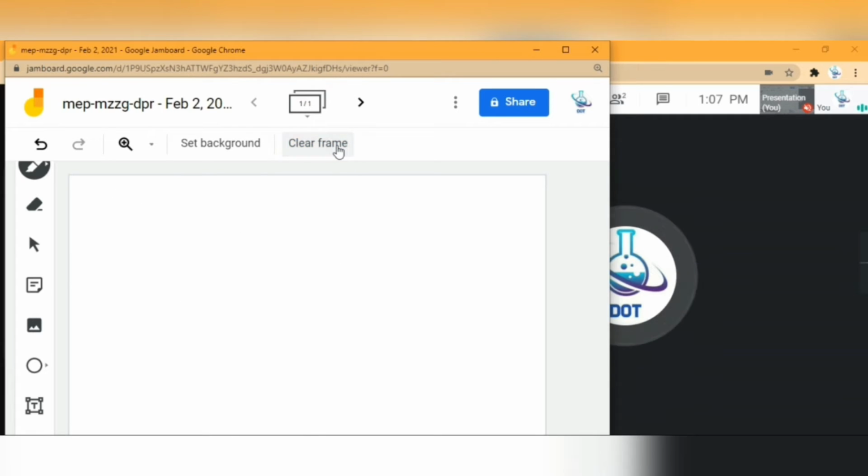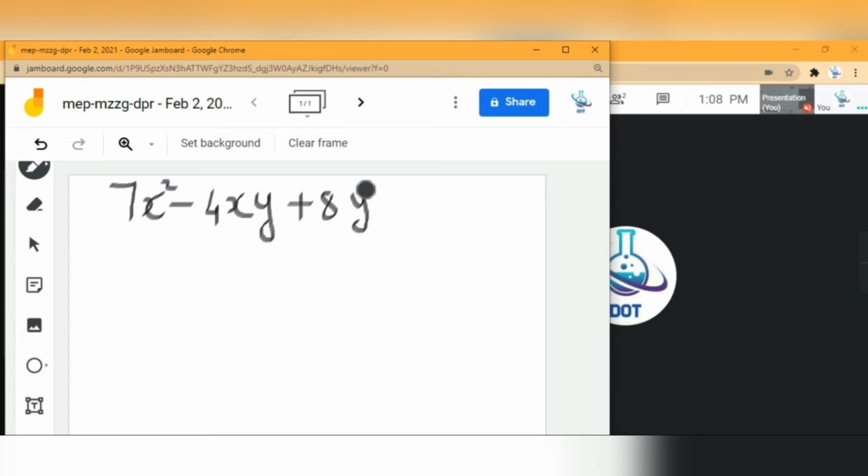Okay. Second, we'll see how to subtract an expression, that is subtract 5x square minus 4y square plus 6y minus 3 from 7x square minus 4xy plus 8y square plus 5x minus 3y.